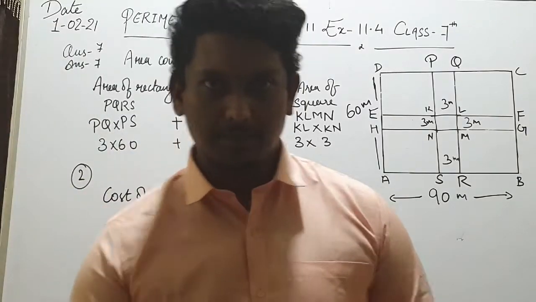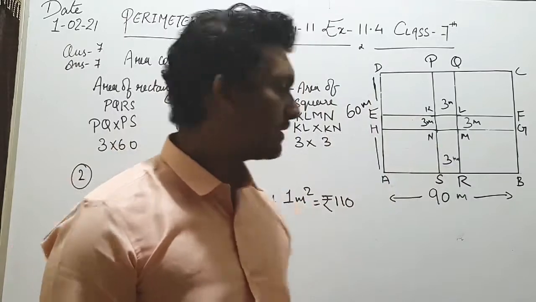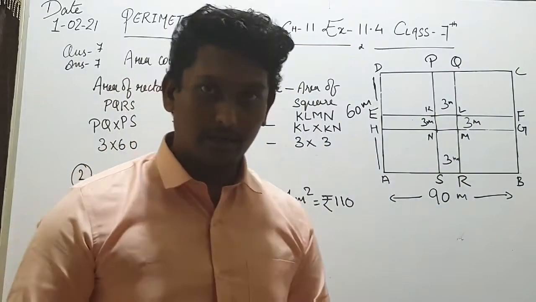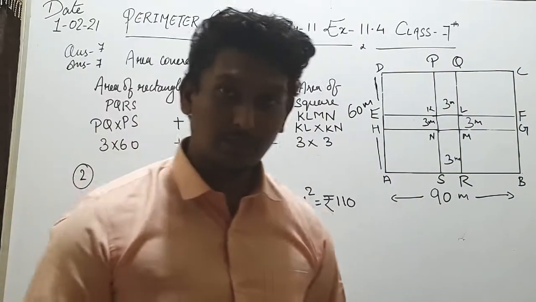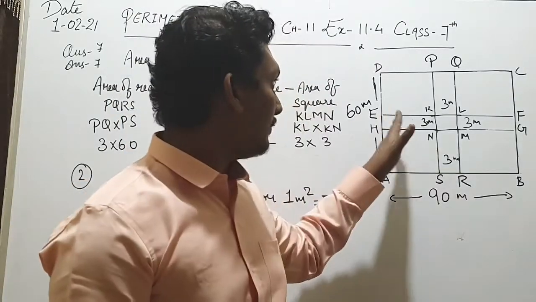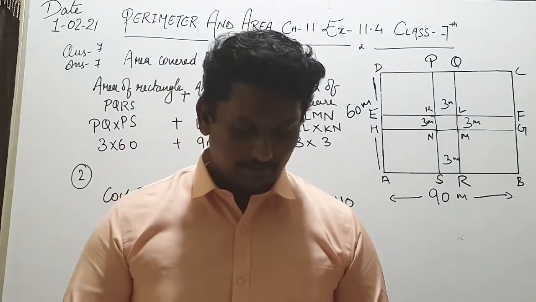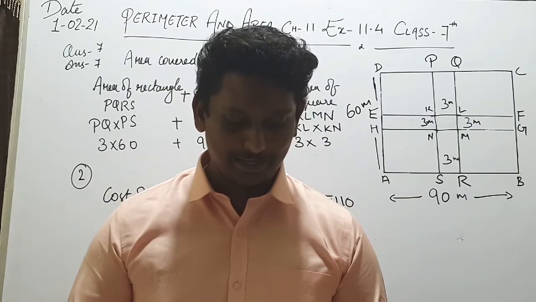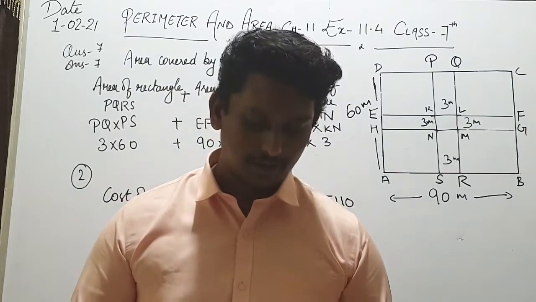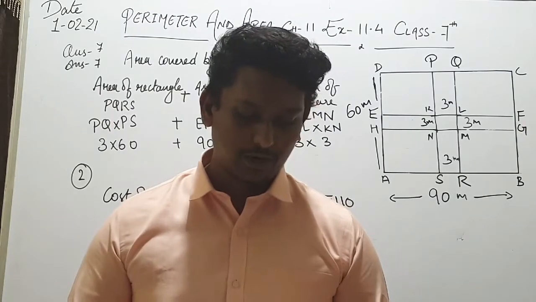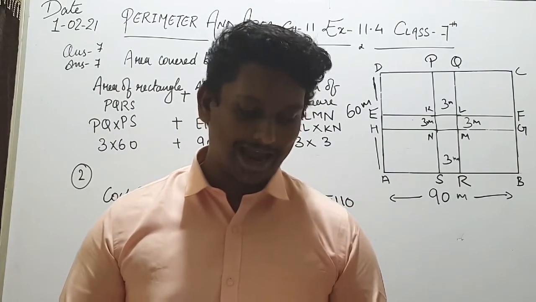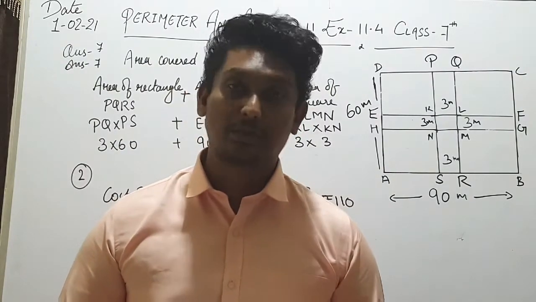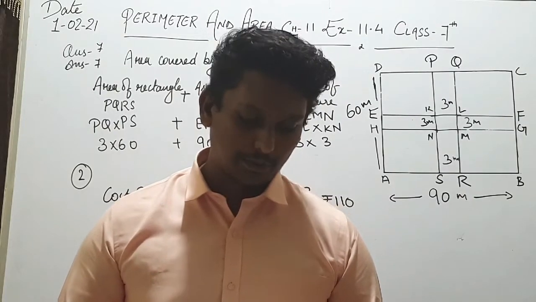Now come to question number 7. Let us see the figure first. So here also A, B, C, D represent a rectangular field. Before explaining the figure, I will just read the question. The question is: through a rectangular field of length 90 meter and breadth 60 meter, two crossroads are constructed which are parallel to the sides and cut each other at right angles through the center of the field. If the width of each road is 3 meter, find the area covered by the roads.